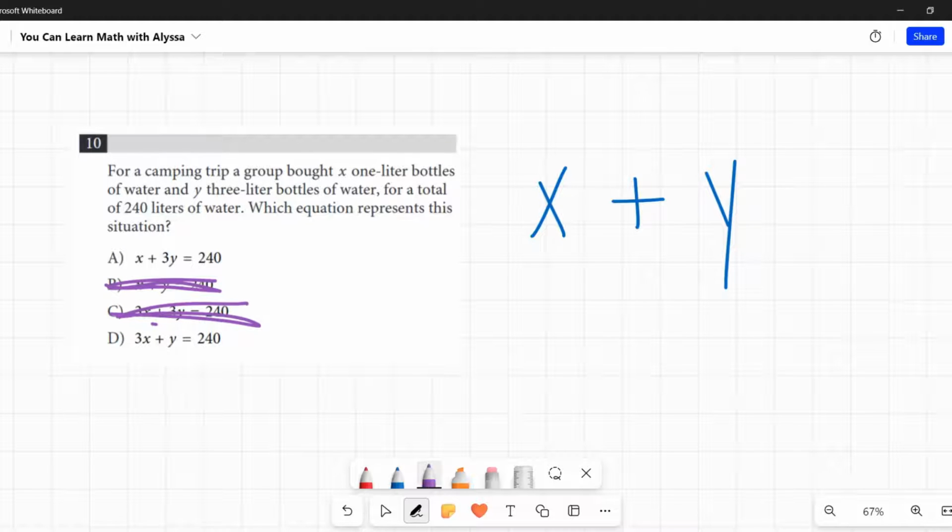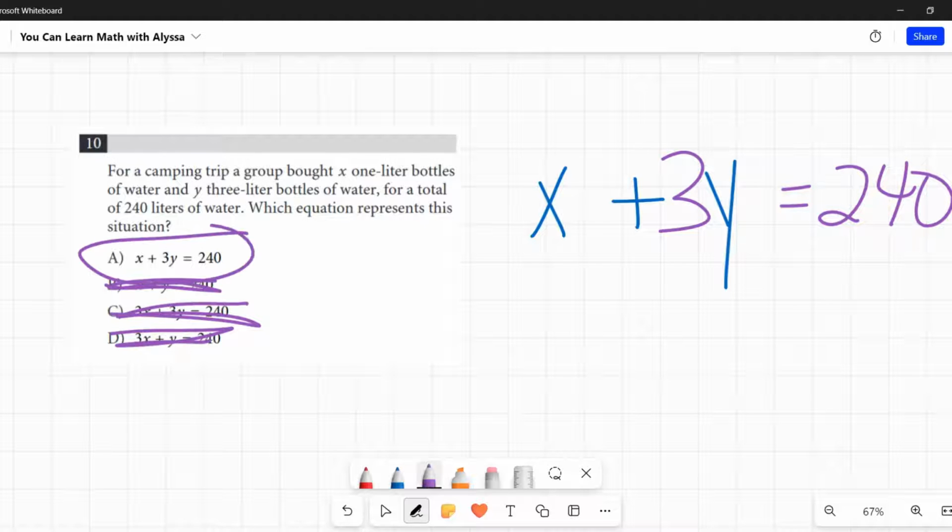That's not the option. And then our last one is multiplying the X by 3 and the Y by nothing, and that would get 240 liters. No, the X is only 1 liter each. The Y is 3 liters each. So if I want the total number, I need to multiply that Y by 3, and together they will equal 240. Confirmed, A is my answer.